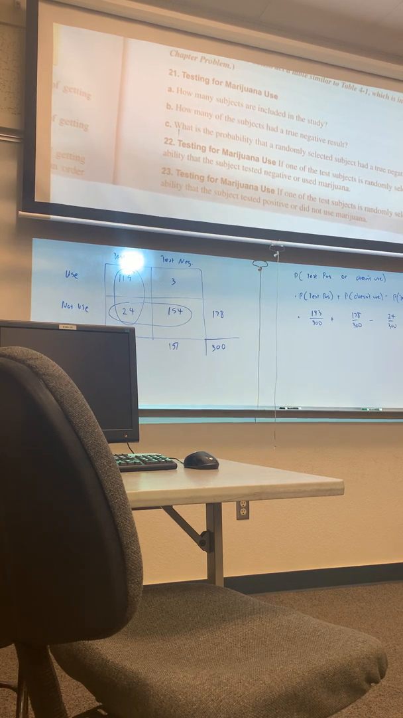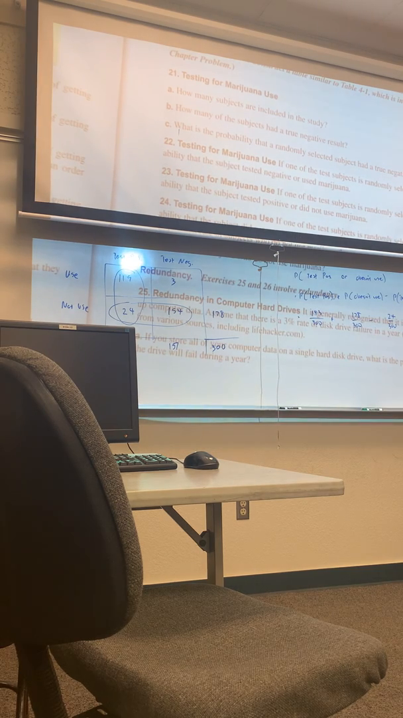You could also do 1 minus 3 over 300, right? Yeah, actually, that's a good point. You could use the complement rule here. 1 minus what? 1 minus 3. Oh, yeah, because that's all that's left in the table. Yeah, 1 minus 3 over 300. That'll work. Good observation. Okay.